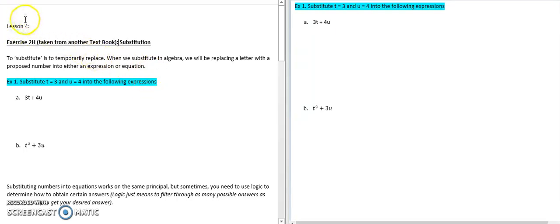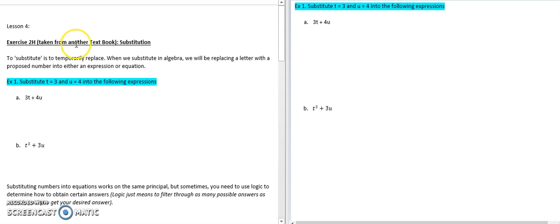This is lesson 4 from the topic of algebra. This exercise of substitution is exercise 2H, which is taken from another textbook. So you will get another set of questions supplied to you by the teacher. You'll use your log sheet to determine which questions you need to do from that handout.